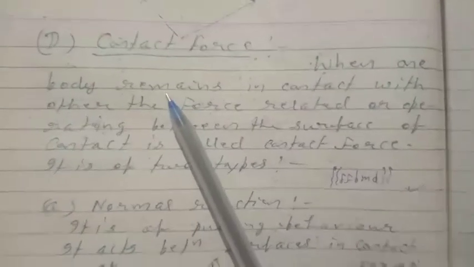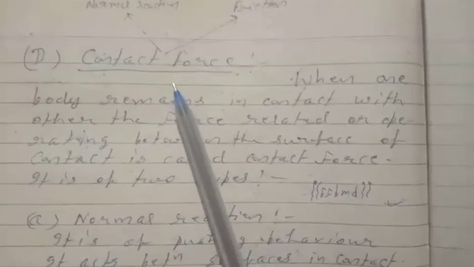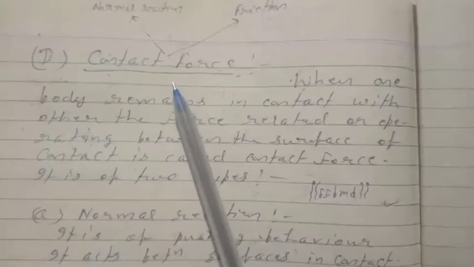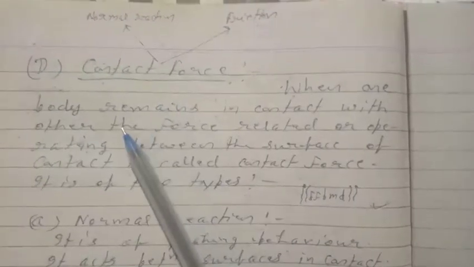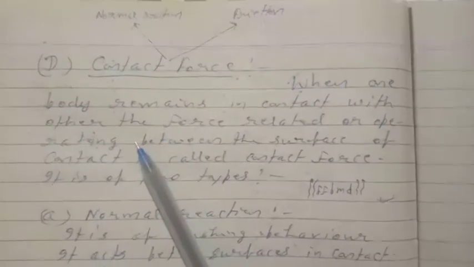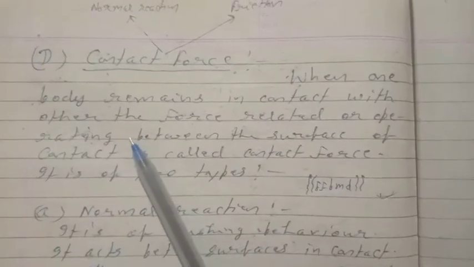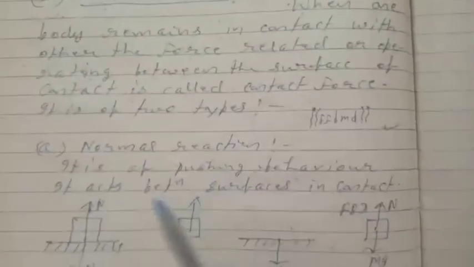In the previous class, we talked about different types of forces, and we reached contact forces. Let's see again about this force. Contact force: when one body remains in contact with the other, the force operating between the surfaces of contact is called contact force. It is of two types.